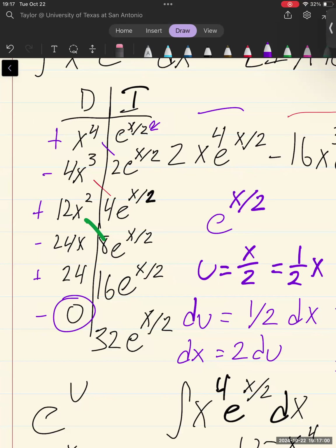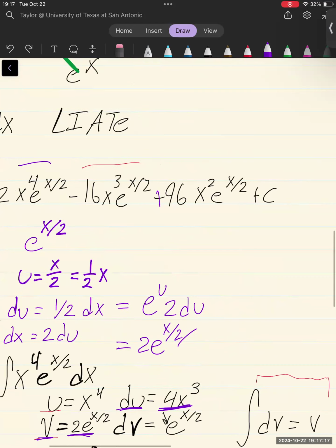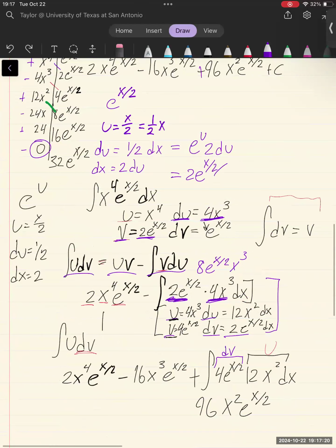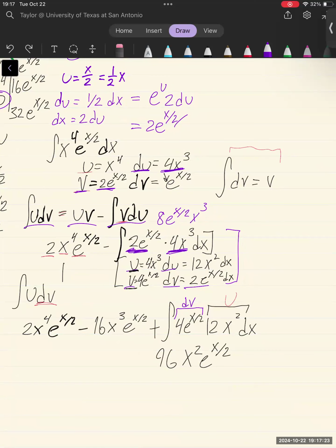Why is it a plus, not a minus? Like here, right here in the table, before the 96. That is an excellent point. Thank you. Yeah, because it is uv minus the integral v du. Thank you, good catch.